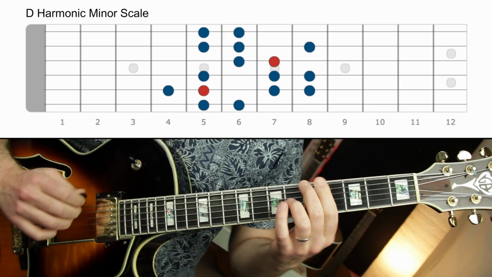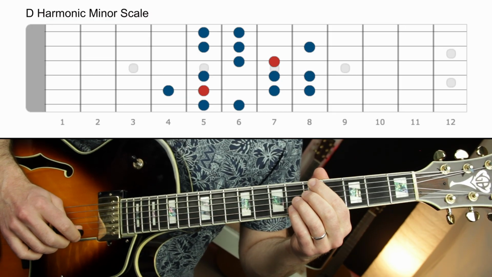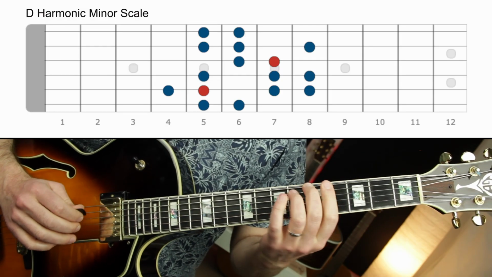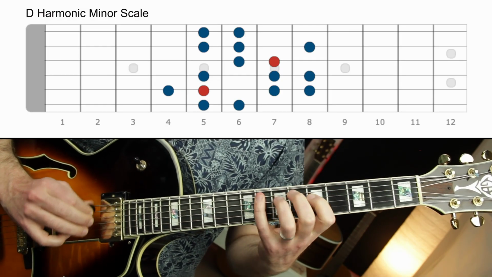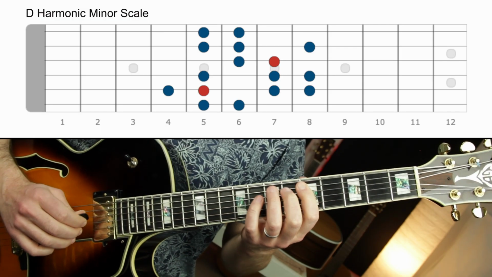If you think of that with A as the root, the fifth mode of harmonic minor is called Phrygian dominant, just for fun, a little side tip theory thing there. Same scale notes, it's just that you treat A as the root. So that's D harmonic minor.